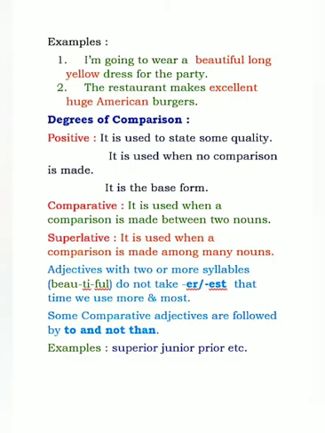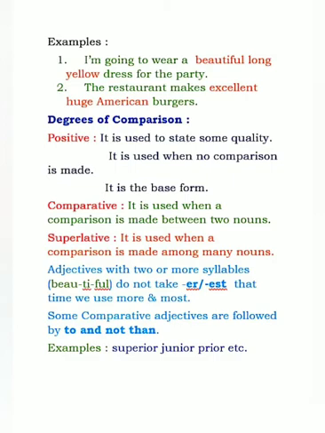Now come to the degrees of comparison. You all know, I think, what the degrees are. There are three degrees: positive, comparative and superlative. Now I'll give you one example. Positive is small, comparative smaller and superlative is smallest. Now what is written here?